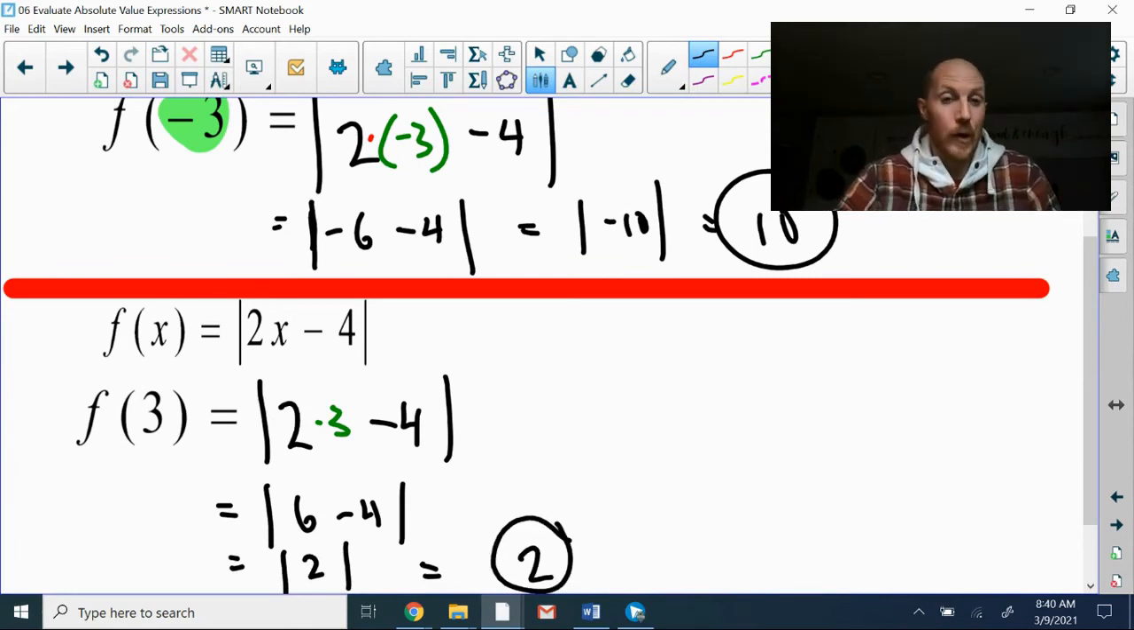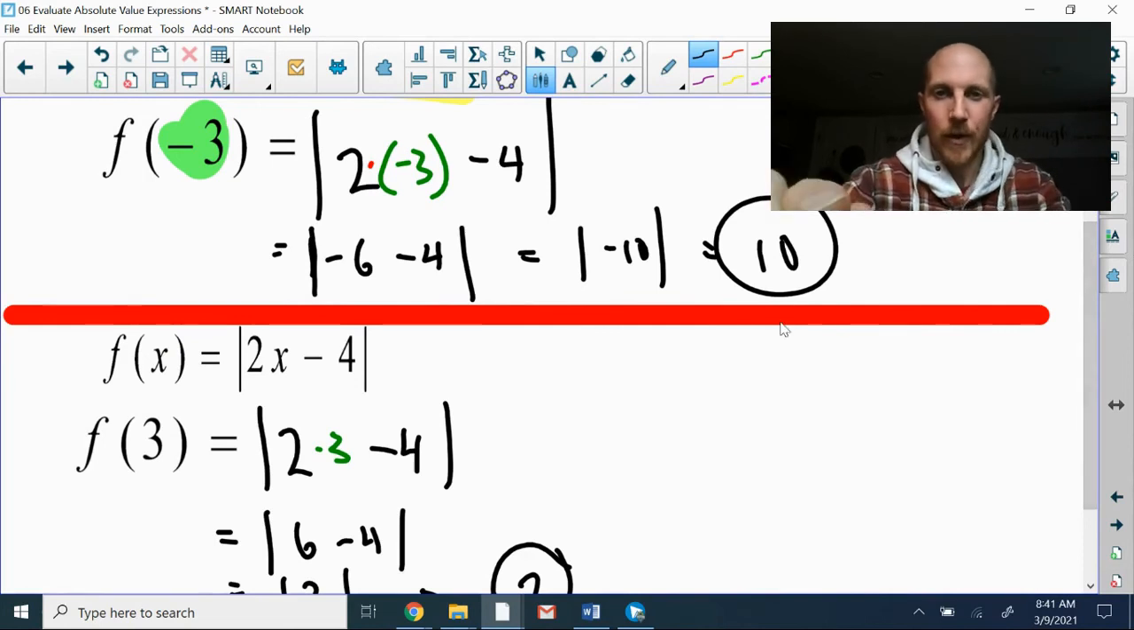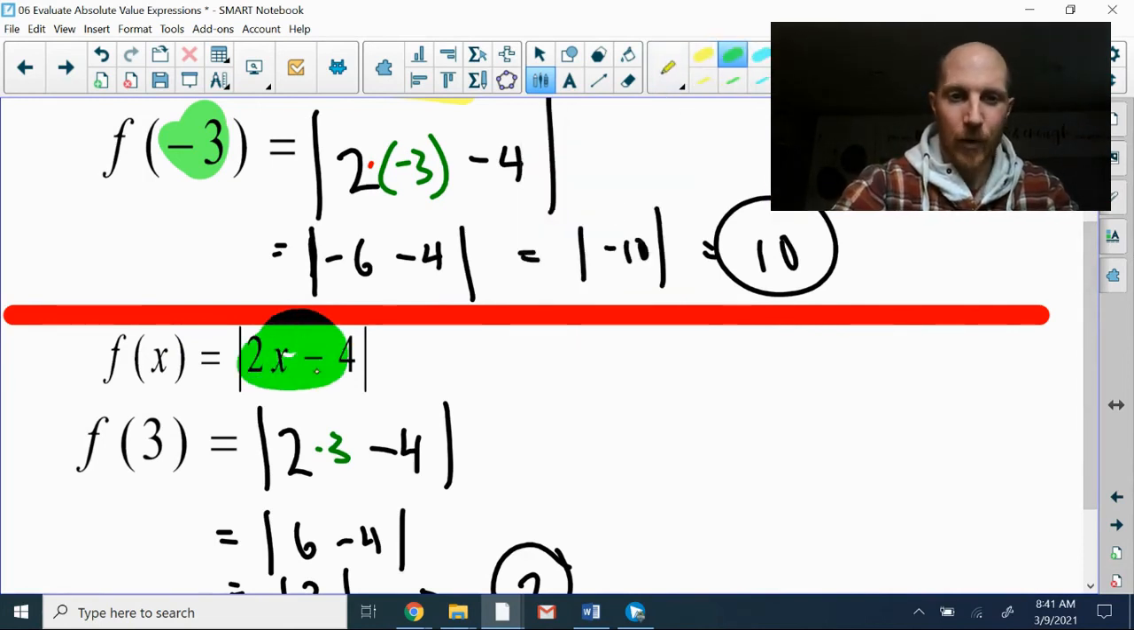So I got very different answers. With f of positive 3, we got a final answer of 2. But with f of negative 3, I got positive 10. Right? It's not going to be the same if I just say, oh, this one says f of negative 3, I'll just put positive 3 in there because absolute value means positive. The evaluation doesn't come out the same for the expression of this function.